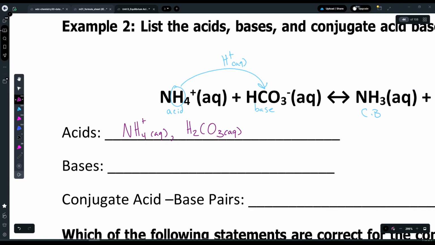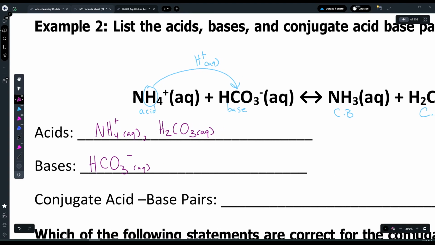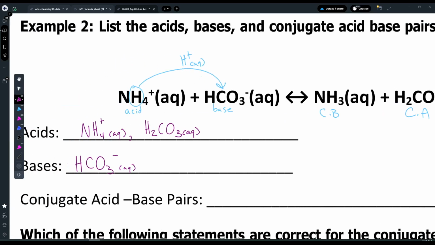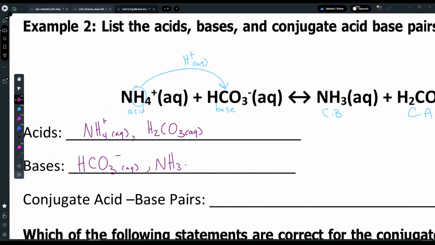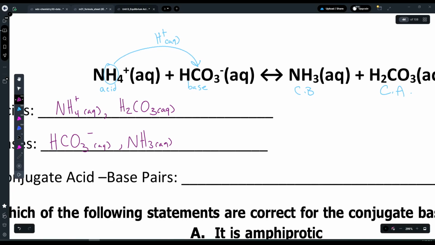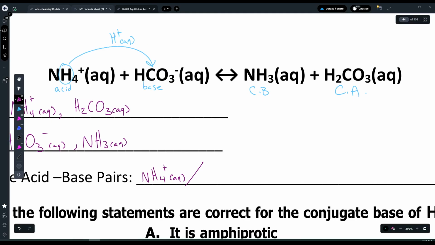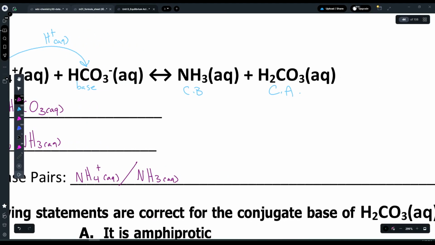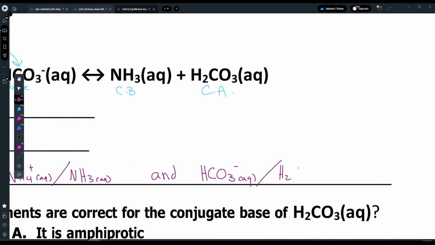For the bases, that's going to be our hydrogen carbonate ion, so HCO3 1 minus, and then the other base is the conjugate base, so that's ammonia. So the conjugate acid-base pairs, remember these are the partners. So we have ammonium and ammonia. That's one pair. And the hydrogen carbonate ion paired up with carbonic acid.